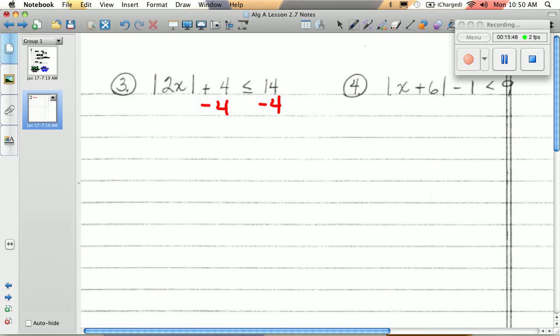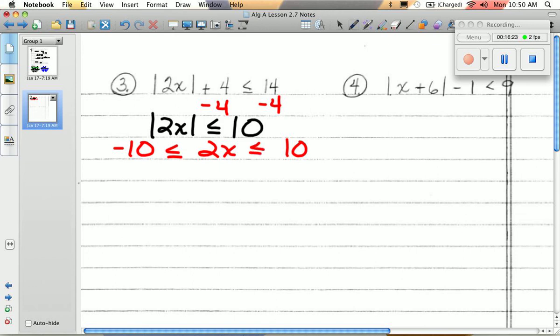And so we have the absolute value of 2x is less than or equal to 10. 14 take away 4. Okay. What's our next step? No, we have to write it out. Yeah, we got to set up our compound inequality. So what's that going to look like? It has to be between 10 and -10. So it's going to be between -10 and +10, and is less than or equal to between both of them. 2x.